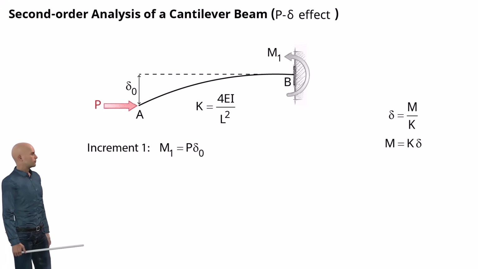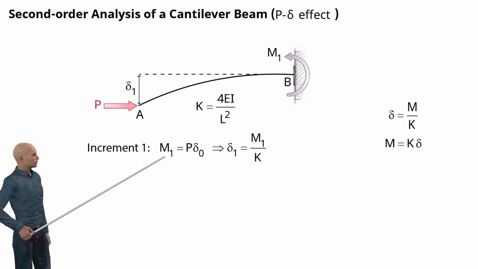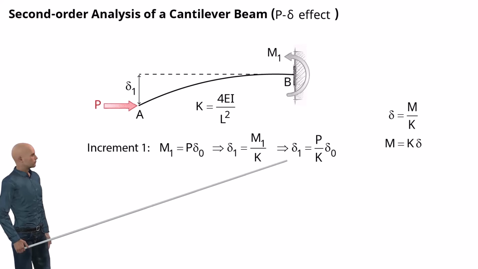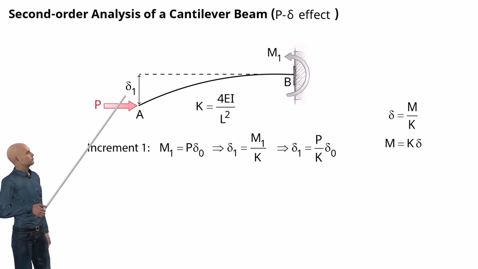This incremental moment causes additional deflection at point A. Let's call that additional deflection delta 1. Using the same stiffness relationship, we can write delta 1 as M1 divided by K. And since M1 is equal to P times delta 0, we can rewrite delta 1 in terms of delta 0. So, after the first increment, the free end has moved by an additional amount, delta 1.